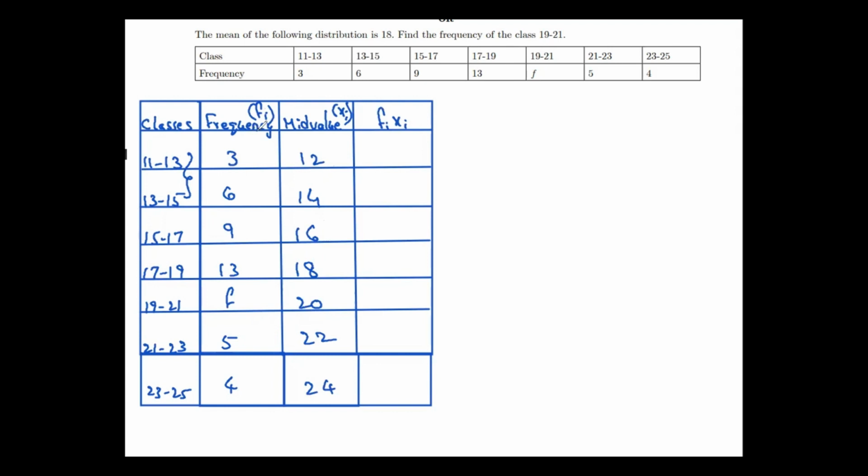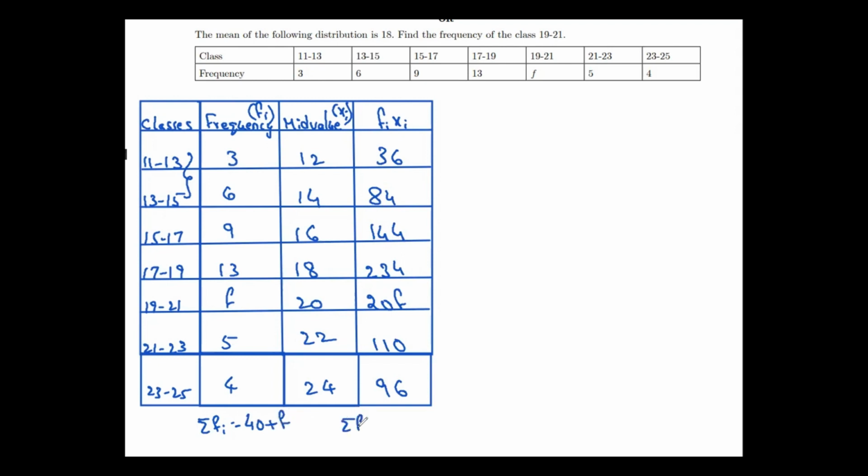Now finally, the fi xi column, which means the product of fi and xi in each and every class. So 3 12s, 36, 6 14s, 84, 9 16s, 144, 18 13s: 18 10s 180, 18 3s 54, so 234, and this is 20f. Careful. 22 into 5, 110, 24 into 4, 96. Now, as usual, sigma fi means sum of all this. 3 plus 6, 9, 9 plus 9, 18, 18 plus 13, 31, 31 plus 9, 40 plus f.